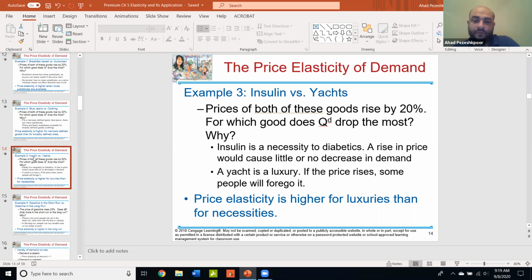But luxury boats and yachts, they're not really useful. If the price rises, I'm not going to buy them. I don't have to. Why would I need a luxury boat anyway? Just one week or two weeks a year to go on holiday.